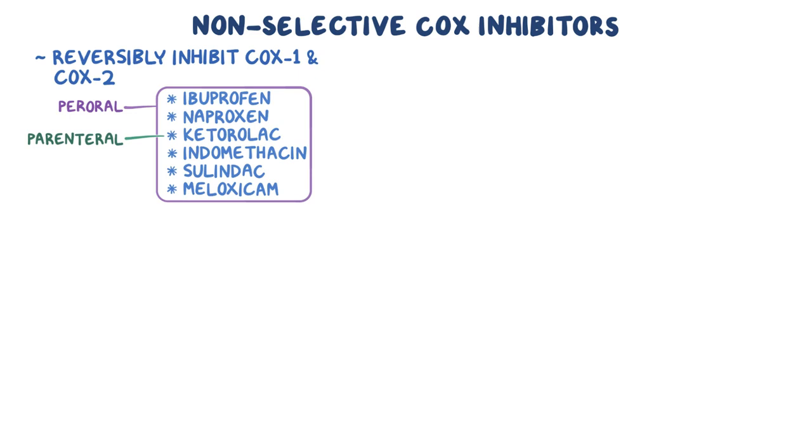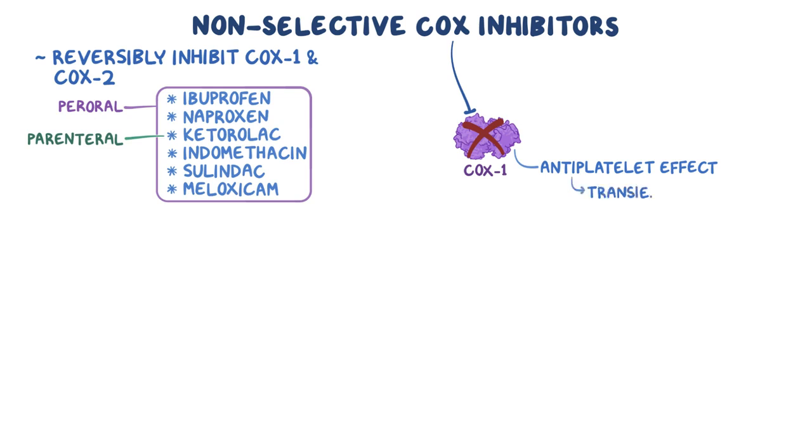Just like aspirin, these medications inhibit COX-1 and have an antiplatelet effect. But because they're reversible inhibitors, their effect is transient, so they won't provide the same benefit as aspirin. If taken together with aspirin, they will even compete for the binding sites on COX-1, which results in a decrease in the antiplatelet effect of aspirin.